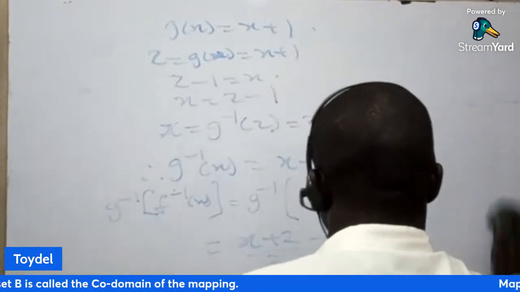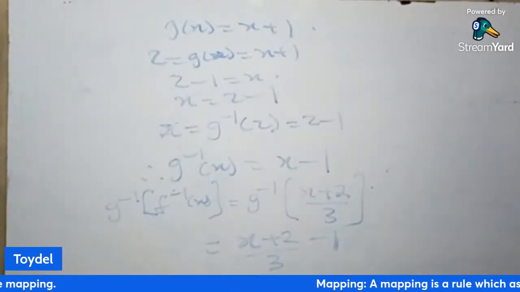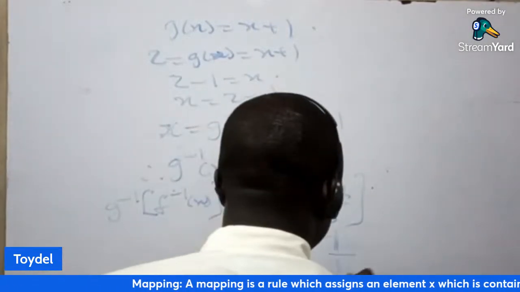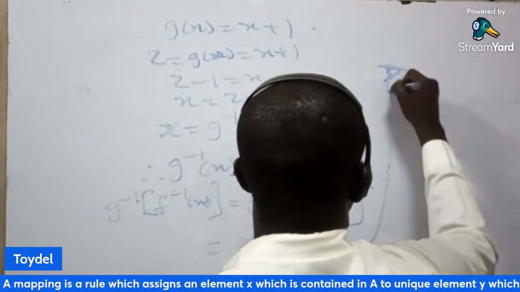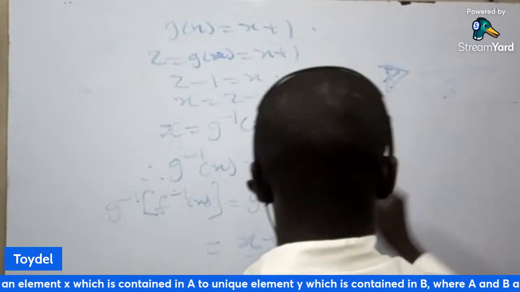That is what we are going to get. Then if I try to rewrite that, if I find the LCM here, I'm going to get LCM here is 3. I'm going to have 3.